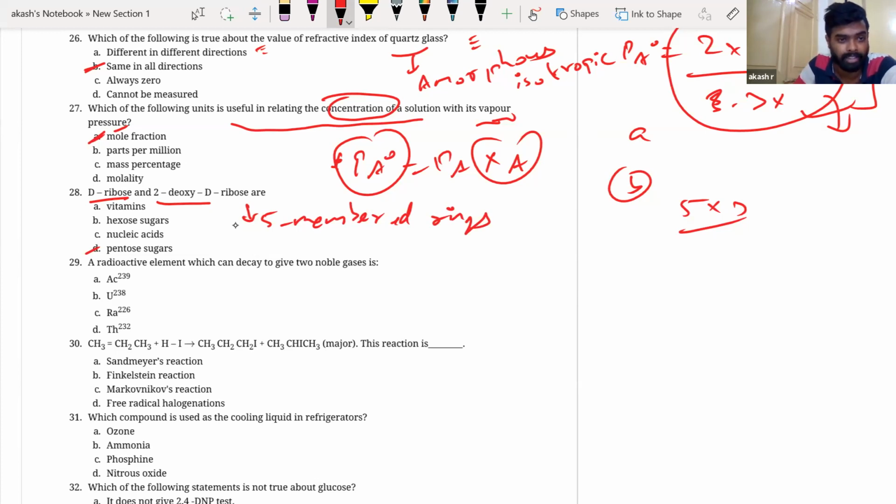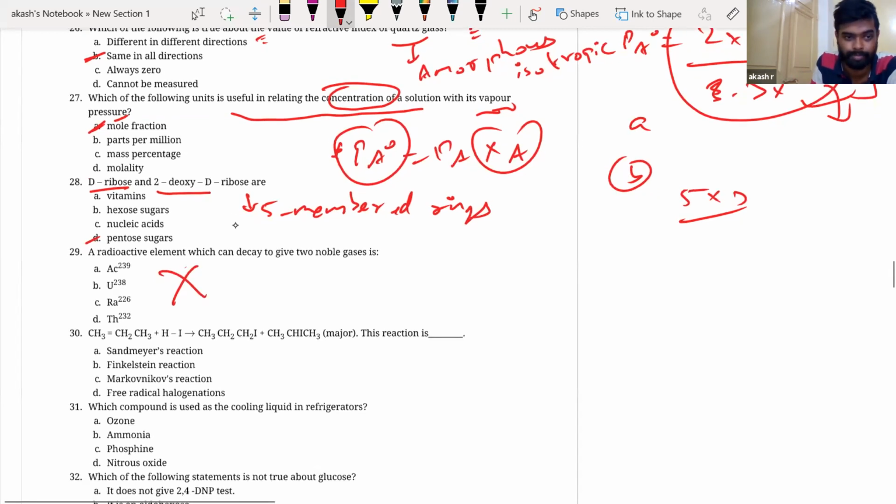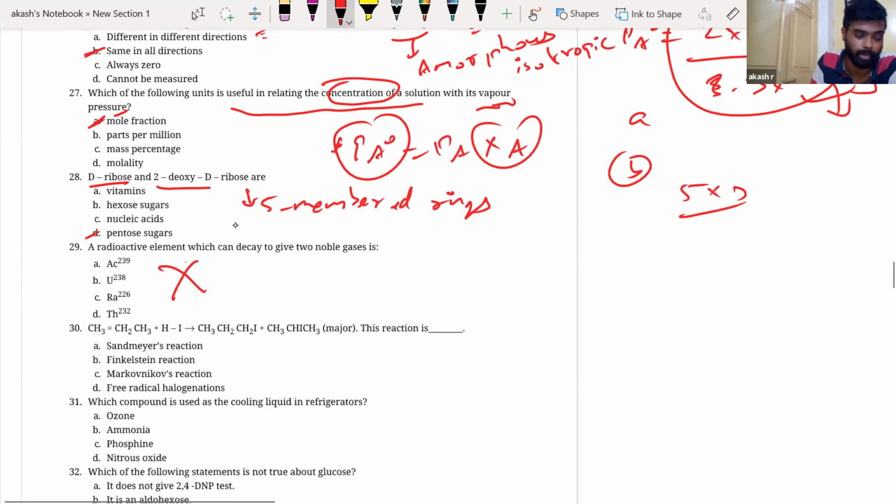Okay, next, a radioactive element which can give rise to 2 noble gases. You have to remember the atomic numbers and all that. You really don't have to worry about this question. Radioactive decay will come under chemical kinetics, but I don't think that is there in the syllabus for you. Don't worry about this question.